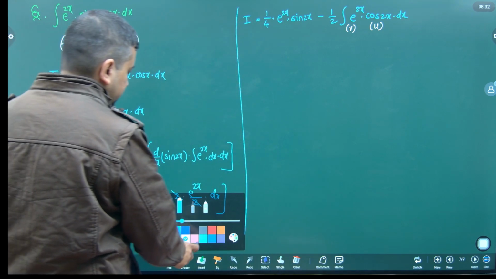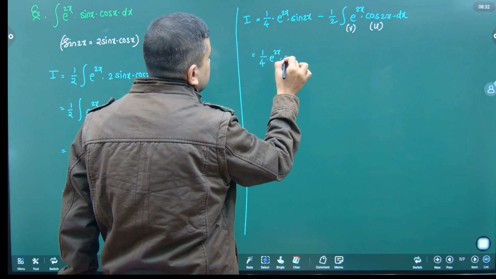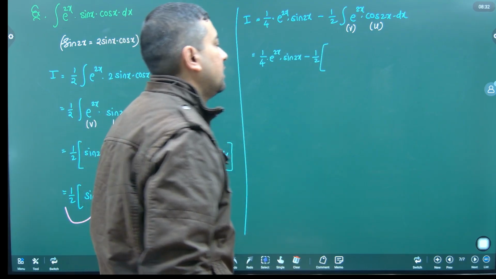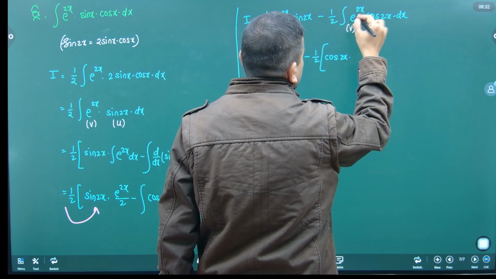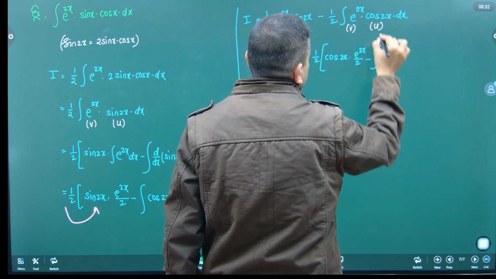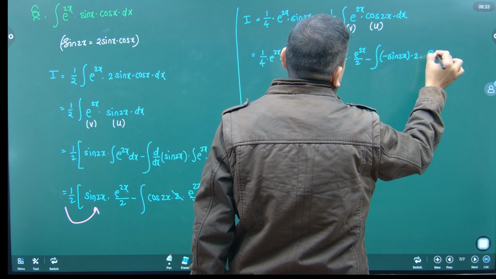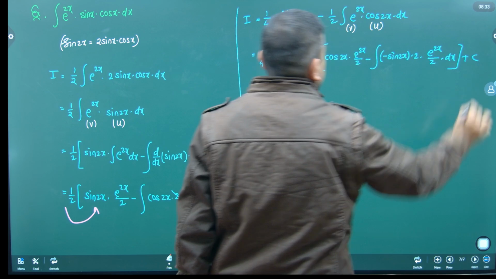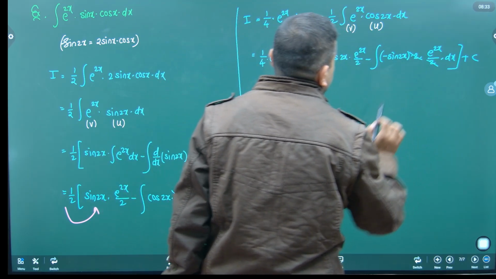Okay. So this is 1 by 4 into e to the power 2x into sin 2x minus 1 by 2. Apply u into v now. First function, into integral of second. What is integral of e to the power 2x? E to the power 2x upon 2 minus integral. What is derivative of cos 2x? Minus sin 2x into 2 into integral of e to the power 2x, e to the power 2x upon 2. So anything get cancelled? Yes, of course, these two will get cancelled.